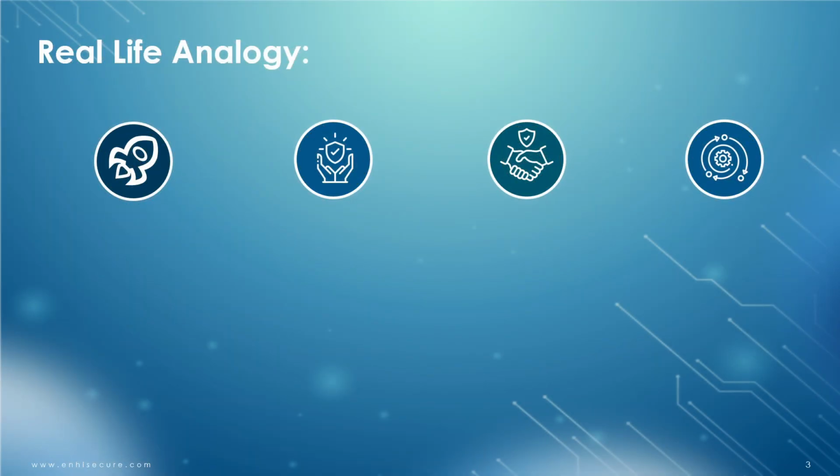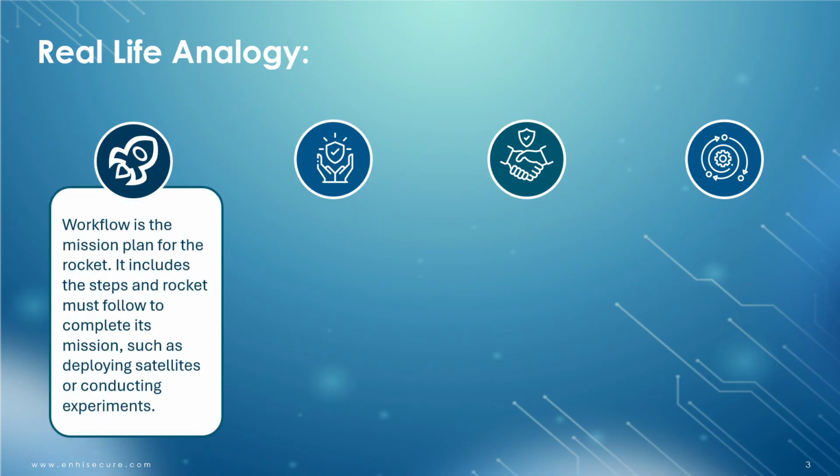To understand the complete terminology of SailPoint, let's take one real-time analogy here. Think about how scientists launch their rockets in space. The same kind of terminology is used by SailPoint for its launchers and launchpads. If I talk about the workflow, think of it as the mission plan for the rockets, which includes all the steps and procedures the rocket must follow to complete its mission. These procedures could be deploying satellites or conducting experiments.